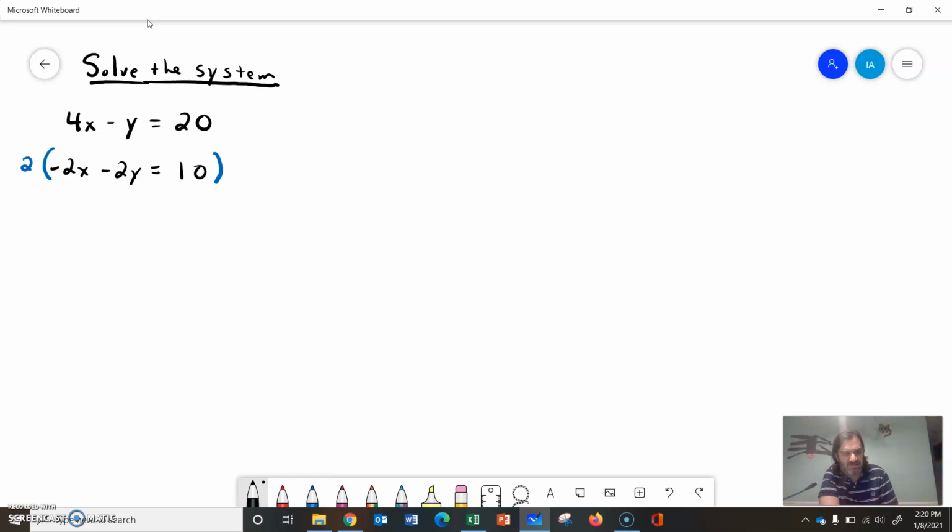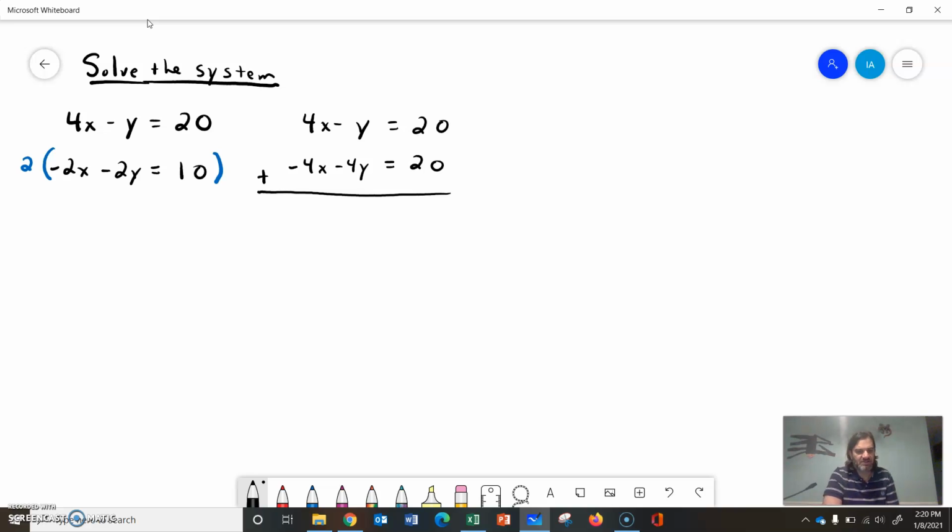So the top equation will be the same, 4x minus y equals 20. And the bottom equation, when I multiply it by 2, will be negative 4x minus 4y equals 20. Now in that case, what I can do is add both equations together, and the 4x and negative 4x cancel each other out. So in this process, I'm able to get rid of the x's. And then I'll combine the other things.